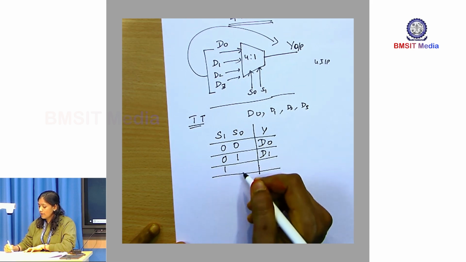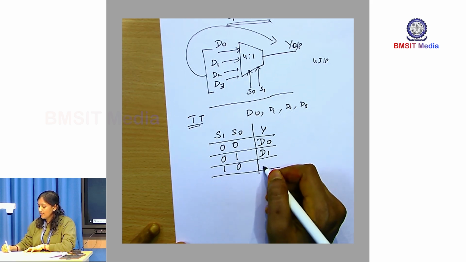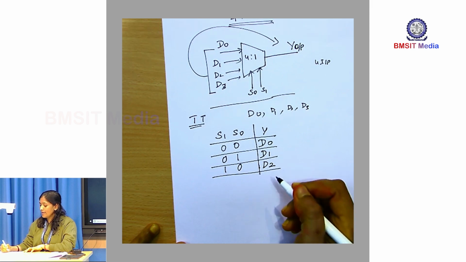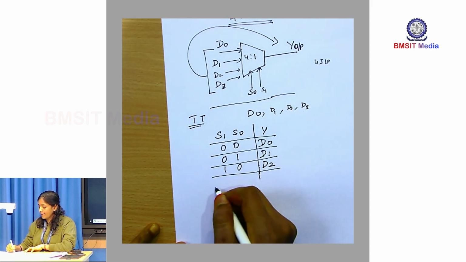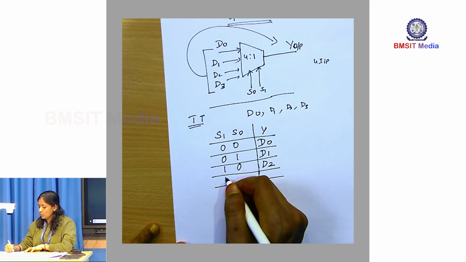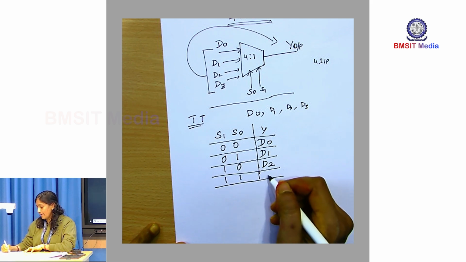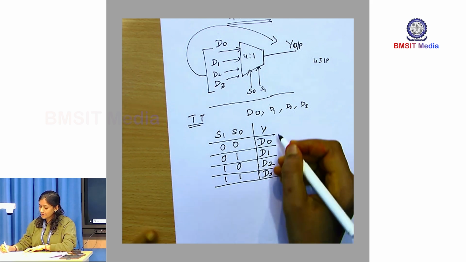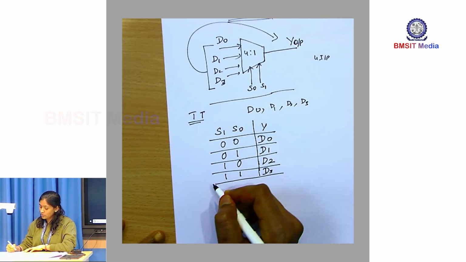Whenever S1 is 1 and S0 is 0, data D2 is the only one selected on the output line. Whenever S1 is 1 and S0 is 1, data D3 is selected on the output line. So, this is our truth table for the 4:1 mux.